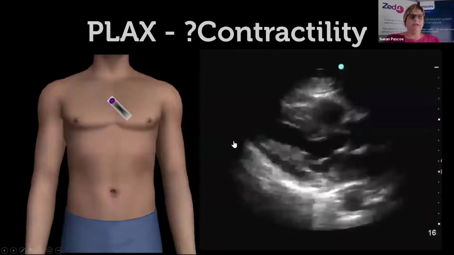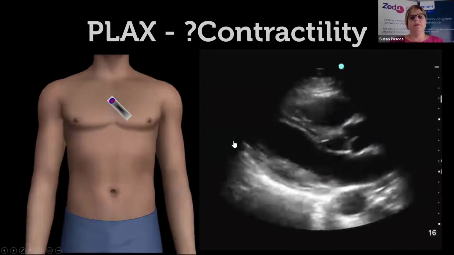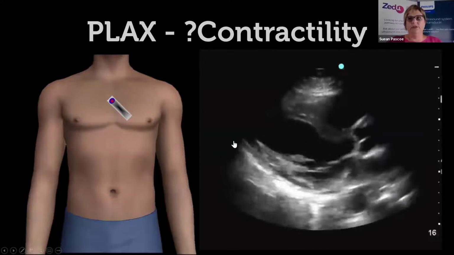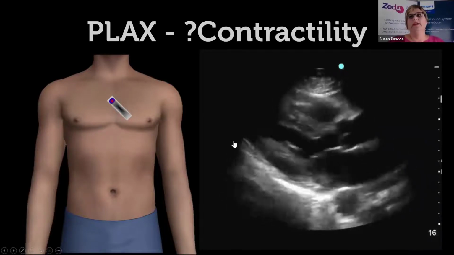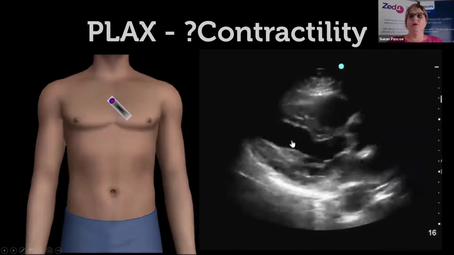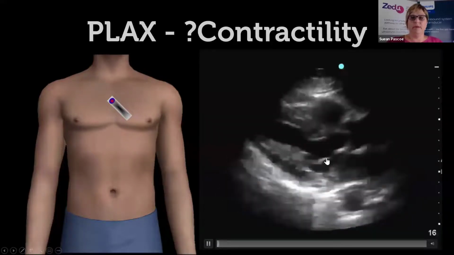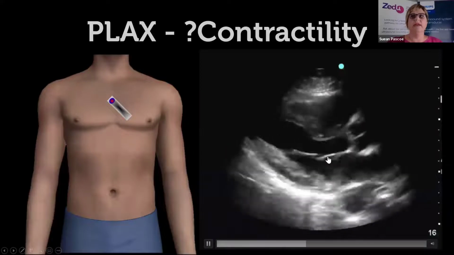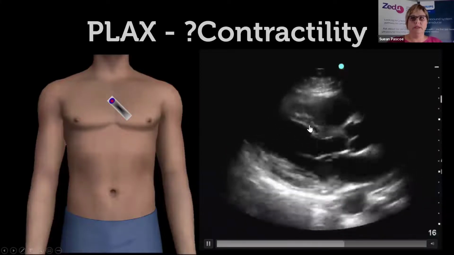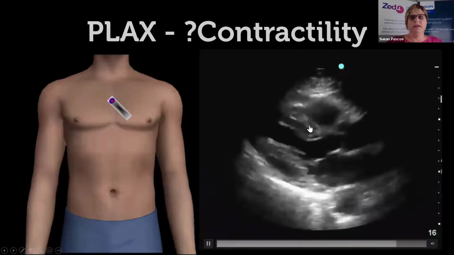Now, our next view is the parasternal long axis view, and this is where we're specifically looking for contractility of the heart. When you've got a normal heart, it's quite easy to tell that it's normal, but how do I know it's normal, and what do I look for that tells me it's not normal? I want you to pay attention on this view and look at the anterior leaflet of the mitral valve and how close it comes to the interventricular septum.